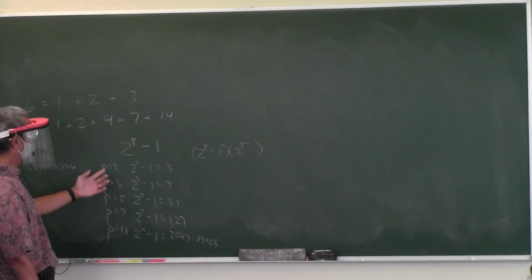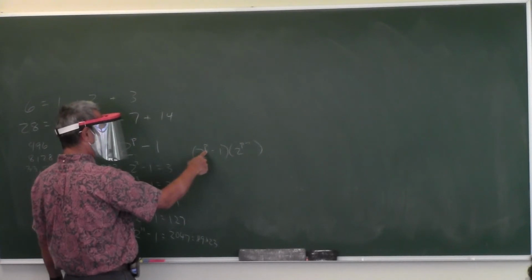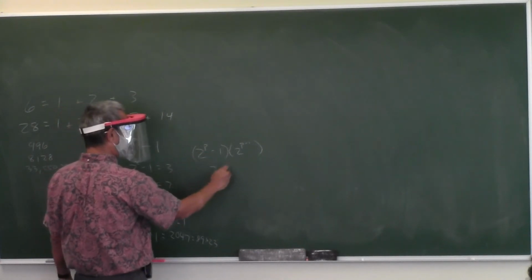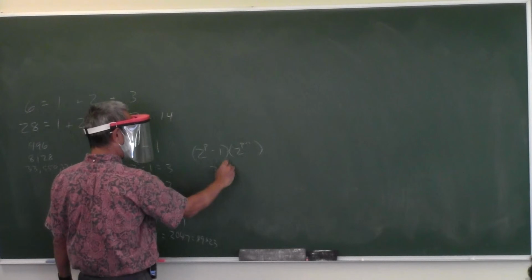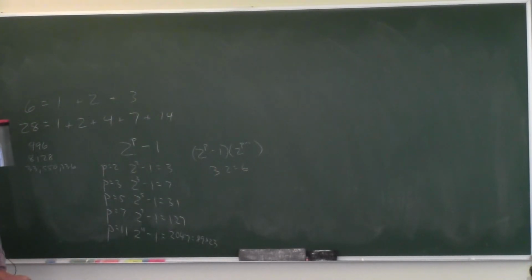Yeah, so what about when p is 2? What happens when you plug in 2 for p here? Plug in 2, 3, and then plug in 2 there. Times 2, you get 6. That's a perfect number. Oh my god, what is it?